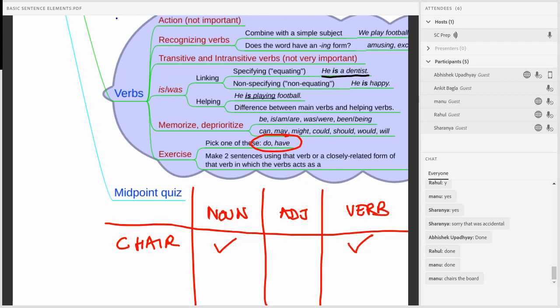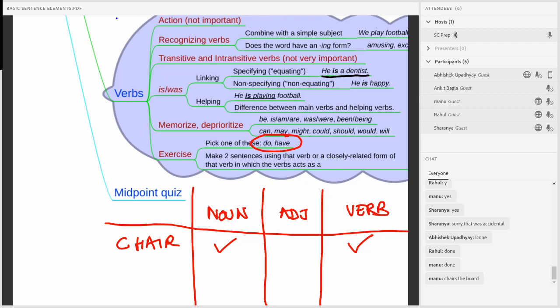How do you check whether chair is capable of acting as a verb? You assign it a simple subject. He chairs. And he chairs obviously sounds completely wrong, but that's because chair is a transitive verb. You have to specify something, like what does he chair? So he chairs meetings, he chairs the board, right? Means he heads it.